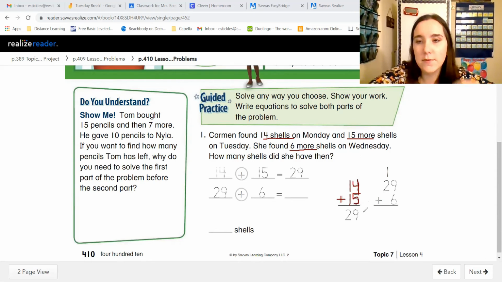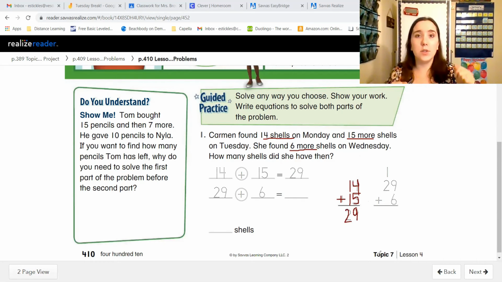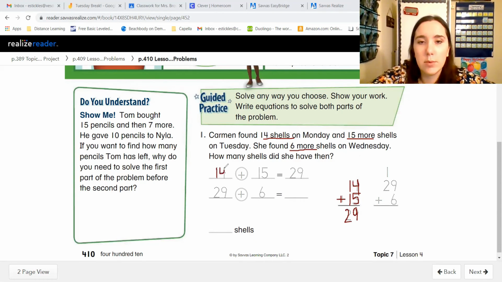So let's see, 4 plus 5 is 9. And 1 ten plus 1 ten is 2 tens. So between Monday and Tuesday, she found 29 shells. And now this is my work, but I'm going to write my equation over here because that's something they asked me to do in the problem.